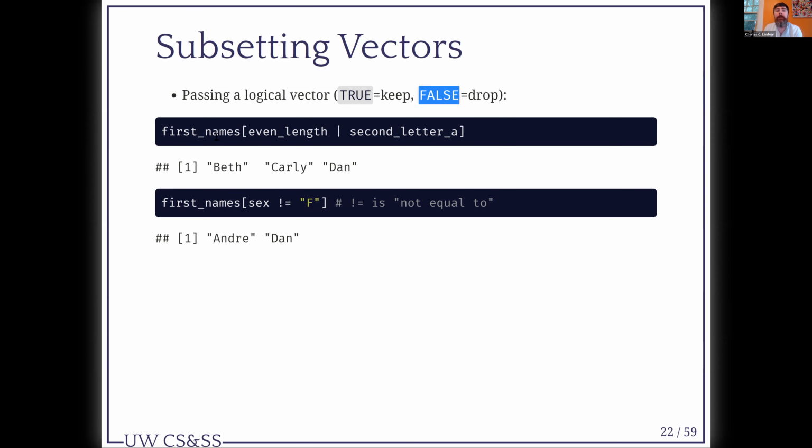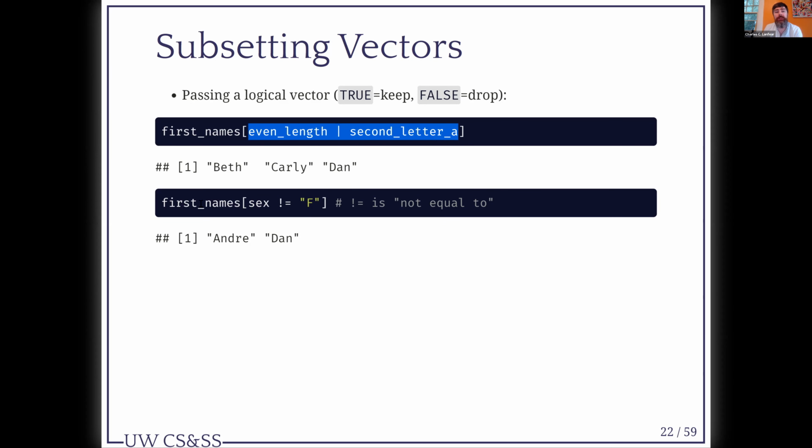If I say, take the first names and then subset so they are either even length or second letter A, I will get all the names that lined up with the combination of these two things. If we remember, the combination of these logical statements was false, true, true, and true. This gives me the second, third, and fourth name because the first in this logical vector is a false. So just drop the first element.